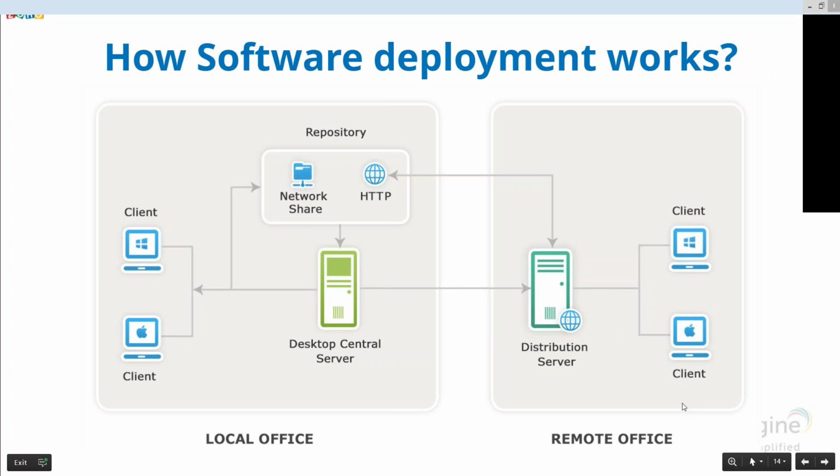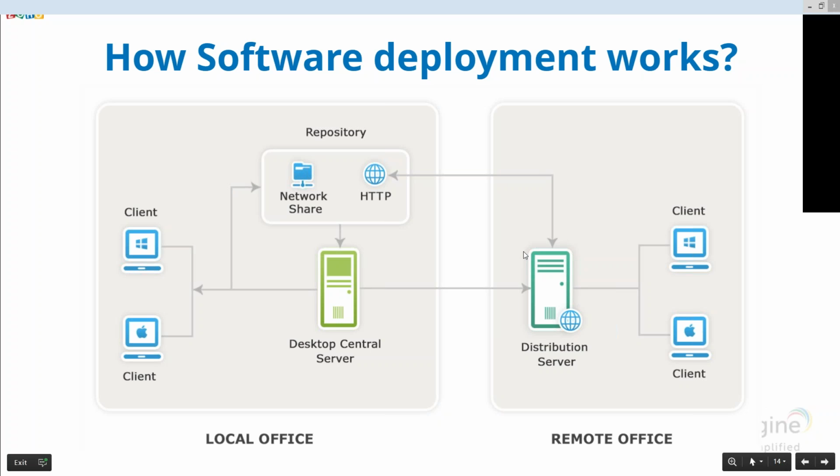But in the meantime, how software deployment works: we create a package in the Desktop Central server product. When we create the package, we specify the installer file location, the UNC path, along with the proper installation switches and arguments. And we send that task to the client machines. With respect to the local office, the client machines will connect to the local network share to download the exe, put it on the local machine and install the application. After installation, the status will be sent to the Desktop Central server component.